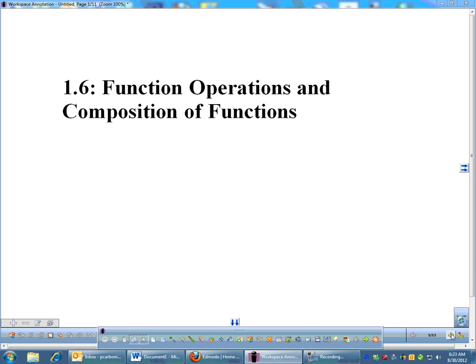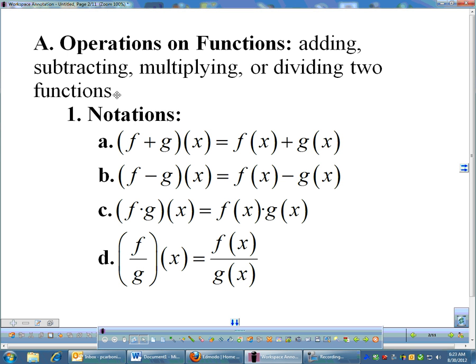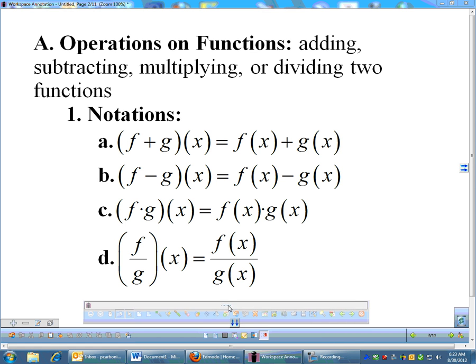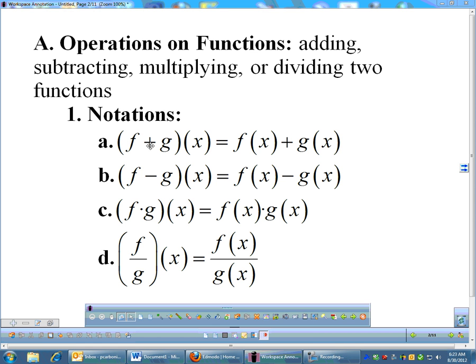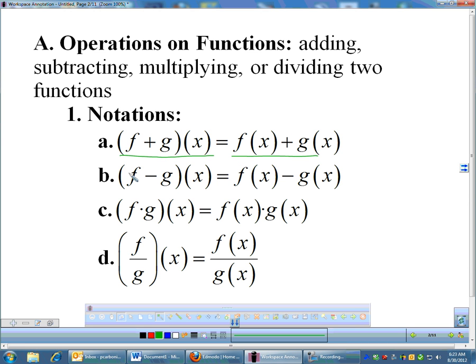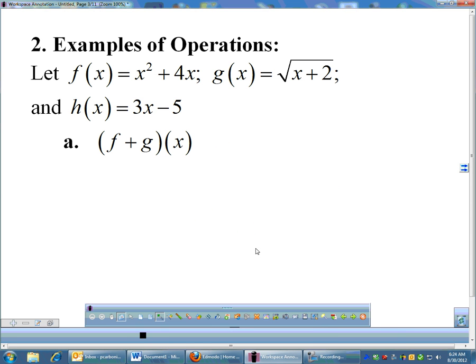We're going to start with looking at operations on functions, which is simply adding, subtracting, multiplying, or dividing two different functions. It may be written kind of weird. I'm not sure if you're used to this notation, but if I want you to add f and g, I may write f of x plus g of x, or I may write f plus g of x. They're the same thing. And same thing goes for any other operation. F minus g of x is f of x minus g of x, and you can read the rest. So that's what those notations mean.